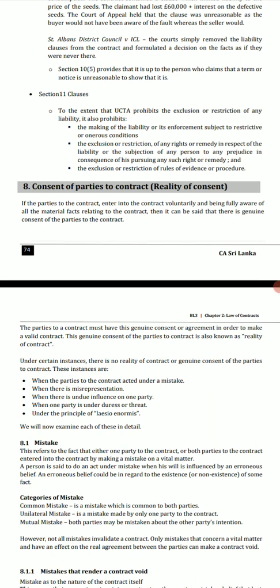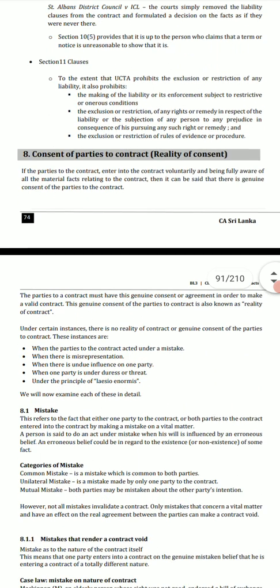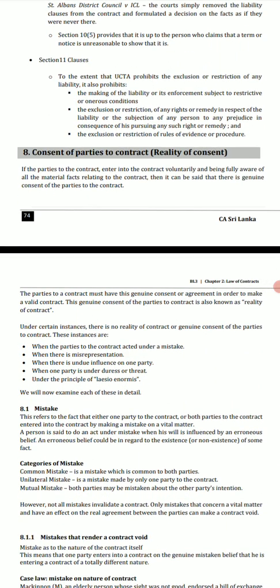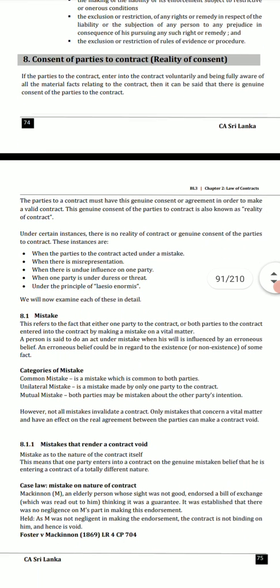So yeah, let's go to the consent of parties to a contract. Reality of consent. So if the parties to the contract enter into the contract voluntarily and are fully aware of all the material facts relating to the contract, then it can be said that there is genuine consent of the parties to the contract. The parties to a contract must have this genuine consent or agreement in order to make a valid contract. The genuine consent of a party is called the reality of consent. So when you make a contract, you can legally register this contract, in order to make it a valid, legal contract. So that is the main point.